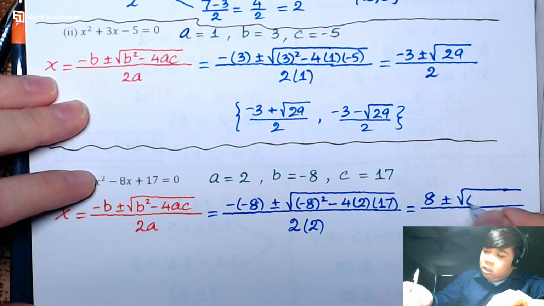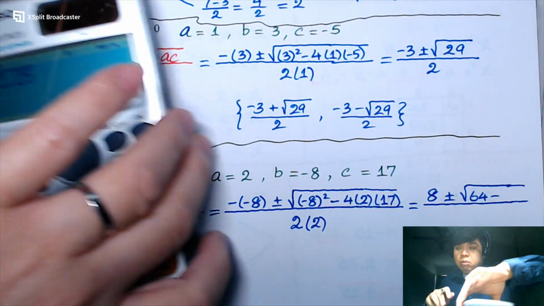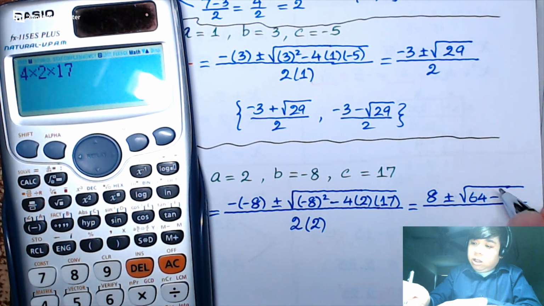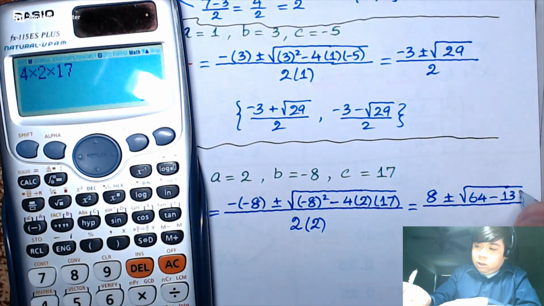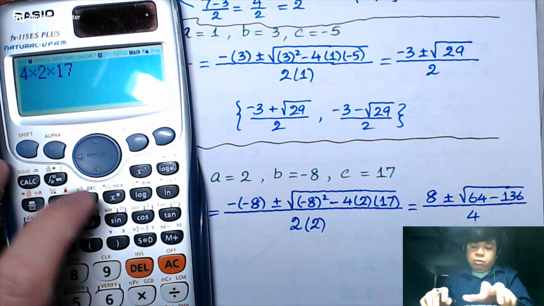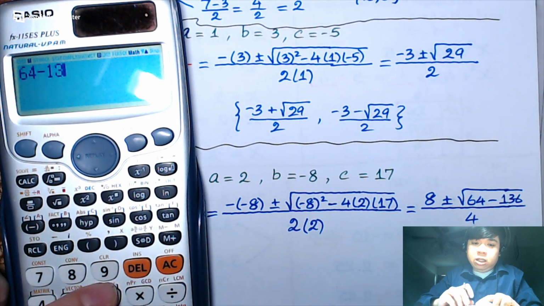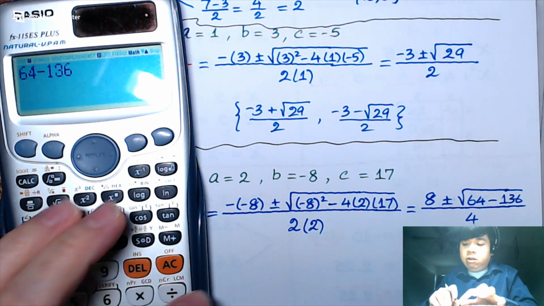Negative 8 squared is 64, and minus 4 times 2 times 17, which is 136, over 4. And 64 minus 136 is negative 72.